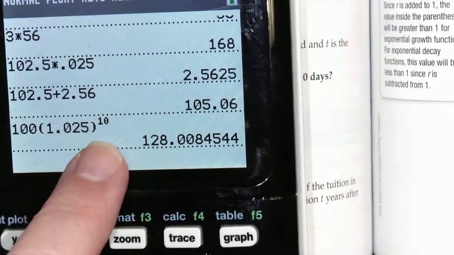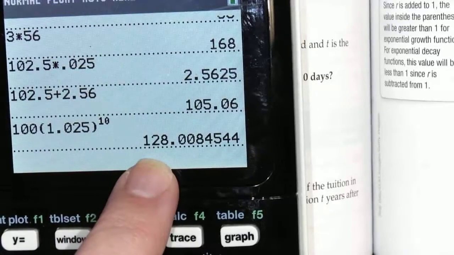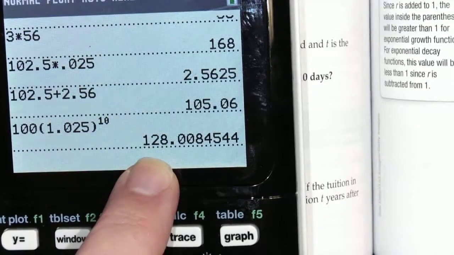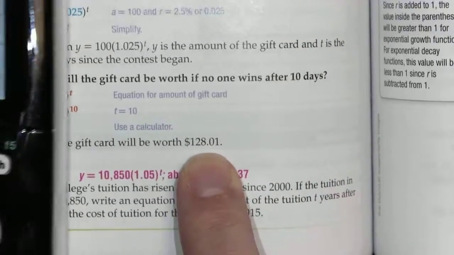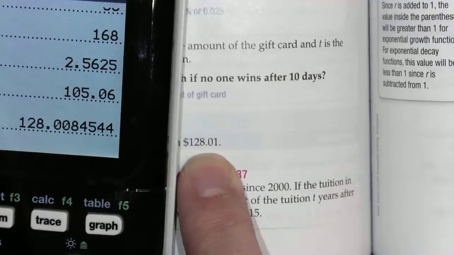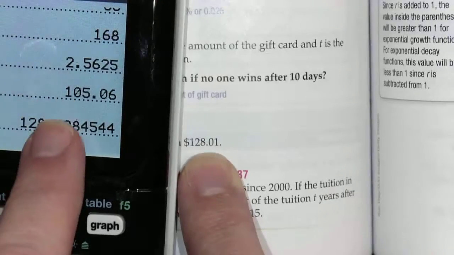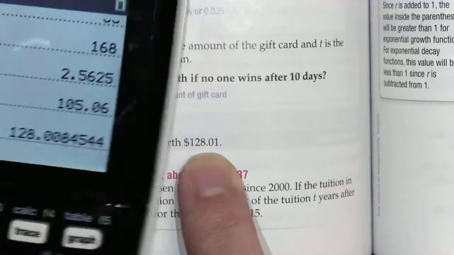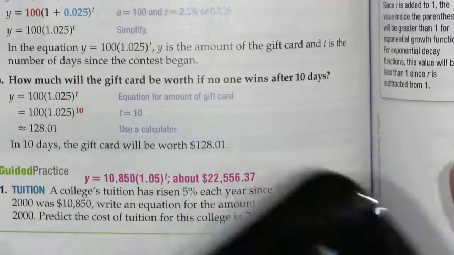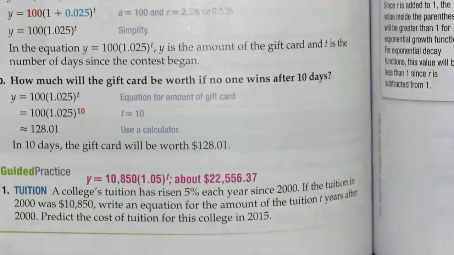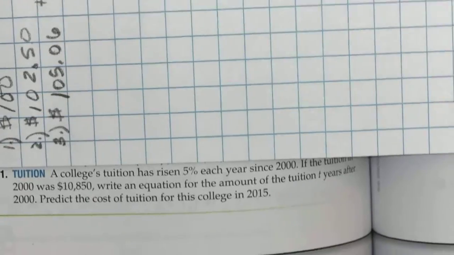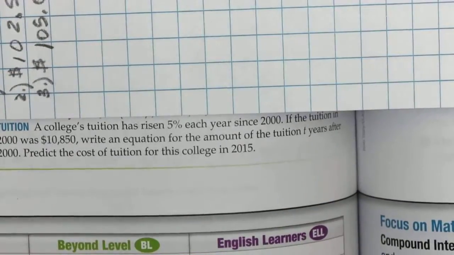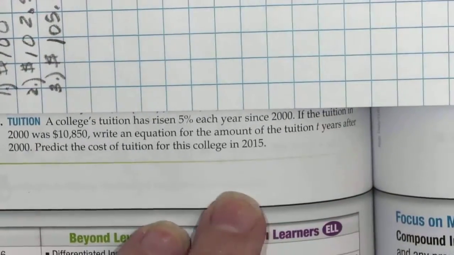So, in 10 days, the winner could get approximately $128. Let's see if we're right. And 1 cent. They rounded it to the nearest penny, which is wise because we are dealing with pennies right there. Okay, good. So now, let's get out, and I'll hide this for just a jiffy. Get out your handy-dandy boards.